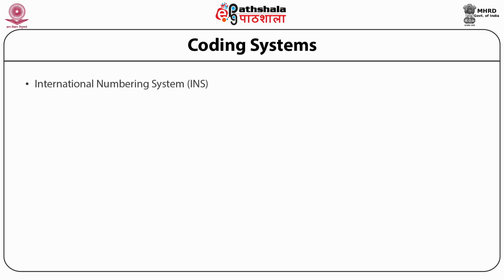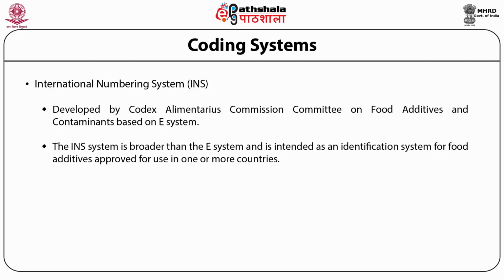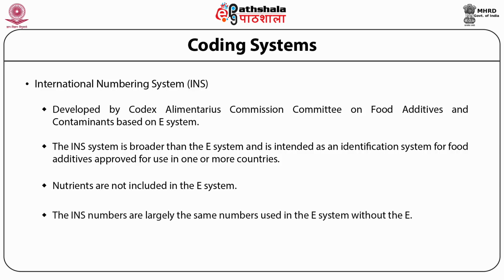Next coding system is the International Numbering System, which in short is called the INS system. This coding system is developed by the Codex Alimentarius Commission Committee on Food Additives and Contaminants. Again, it is based on the E system. The INS system is broader than the E system and is intended as an identification system for food additives approved for use in one or more countries, not only in European countries. Nutrients are not included in the E system, while the INS system has a larger category of food additives included. The INS numbers are largely the same numbers used in the E system without the E. As for example, it is E260 for acetic acid, while in the INS system it is only 260.